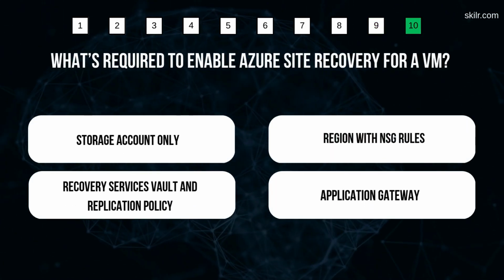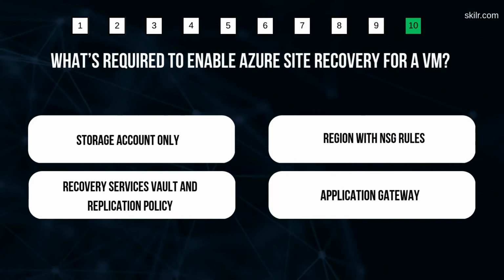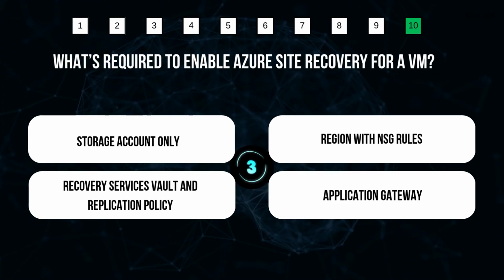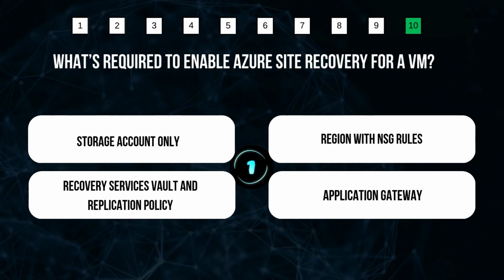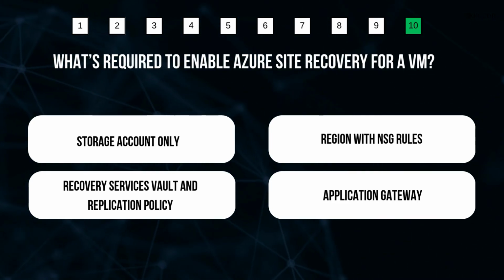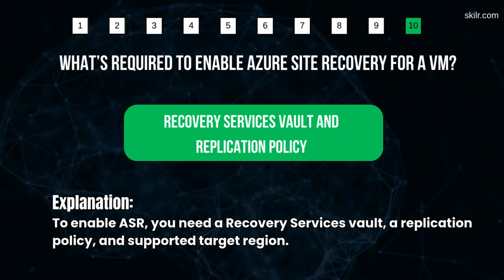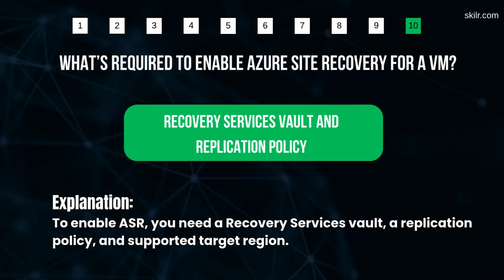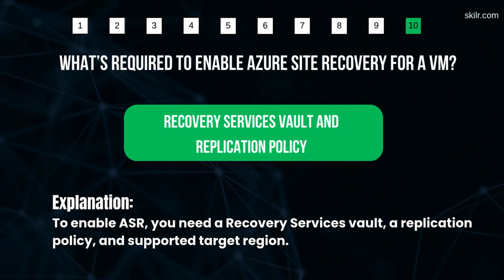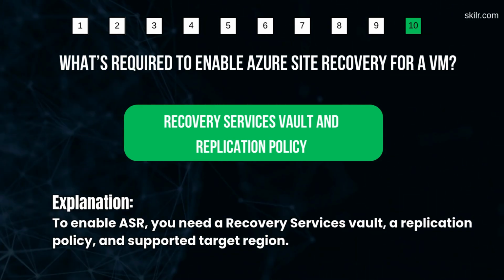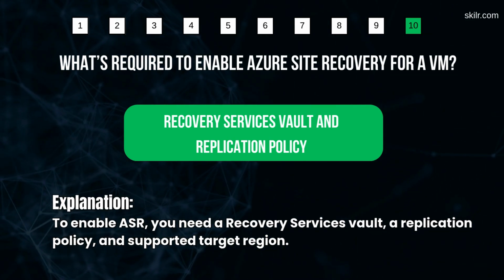Question 10. What's required to enable Azure Site Recovery for a VM? The correct answer is Recovery Services Vault and Replication Policy. To enable ASR, you need a Recovery Services Vault, a replication policy, and supported target region.